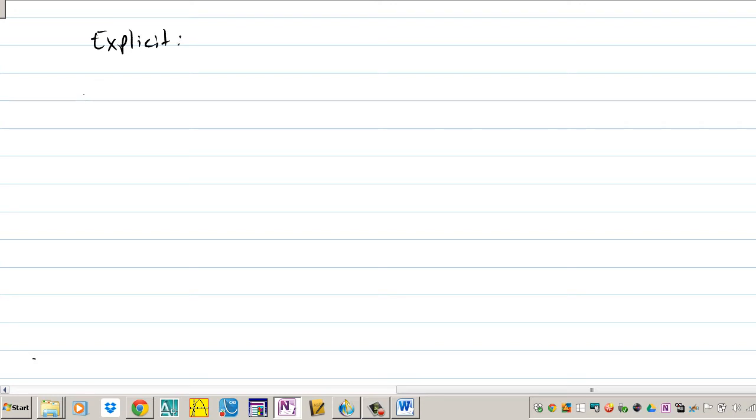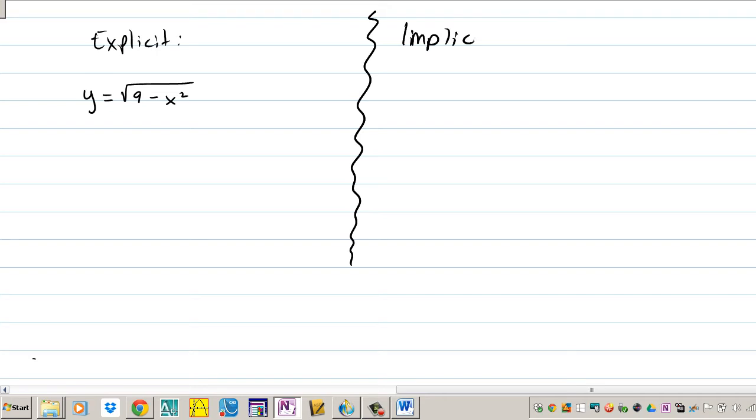A function that's explicit will look like this. y is equal to the square root of 9 minus x squared. It's explicit because y is stated to be this. So it pretty much tells you what it is. As far as implicit, for example, if I have y squared plus x squared is equal to 9, that's an implicit because we don't know what y equals. So it's implicitly defined.